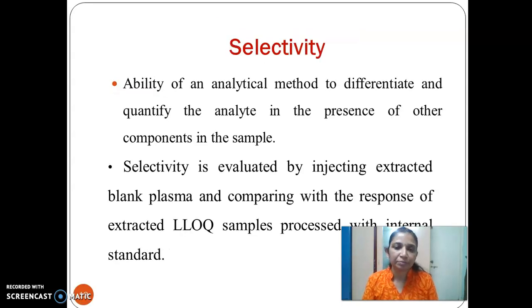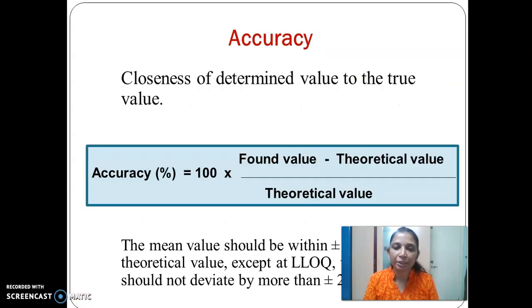So what is selectivity? The ability of an analytical method to differentiate and quantify the analyte in the presence of other components in the sample. Selectivity is evaluated by injecting extracted blank plasma. First you have to inject the blank plasma, and after that inject the extracted LLOQ sample and compare the response of blank plasma and the response of that extracted LLOQ sample with the help of the internal standard. And then selectivity can be determined.